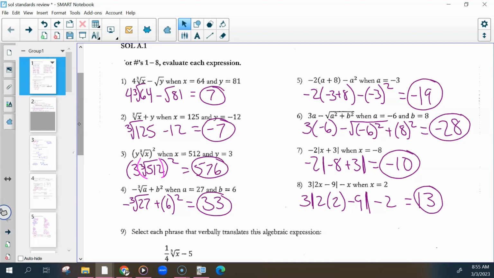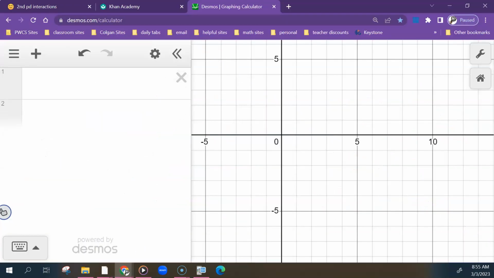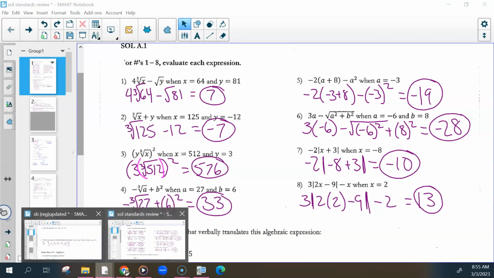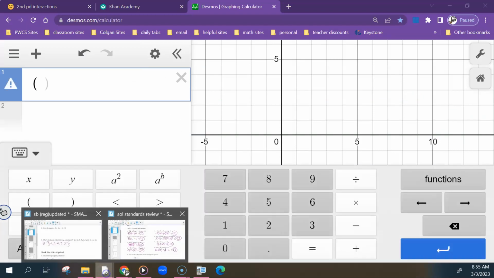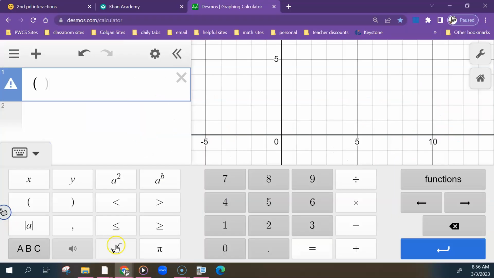Now, does anyone need or want to see any of those in Desmos or the calculator? Okay. So we have parentheses. Y is 3. And then we have the cube root.